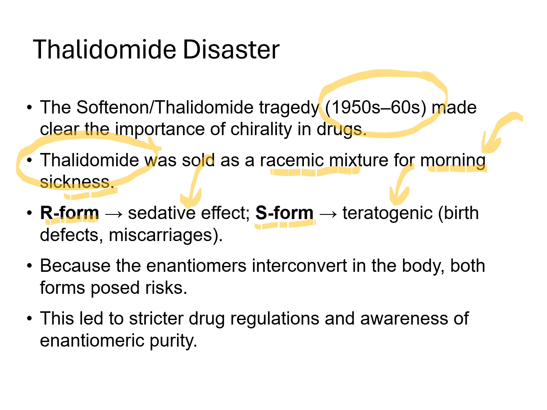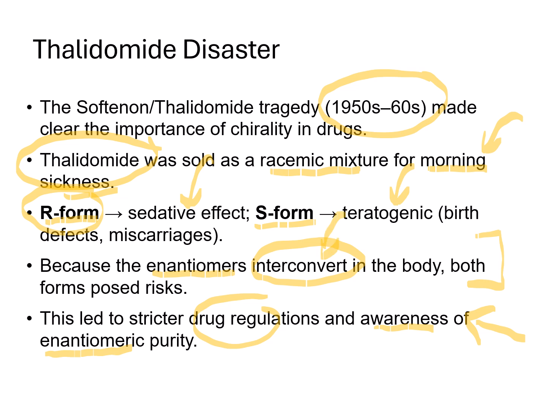And even taking just the R form would not be safe because it turned out that the enantiomers can interconvert. So they can convert from R to S in the body. So both forms would pose risks. The disaster did have an outcome that improved drug regulations over time, and also awareness of how important it was to know which enantiomer was in the drug, and also if the body could interconvert those enantiomers into a more harmful form.